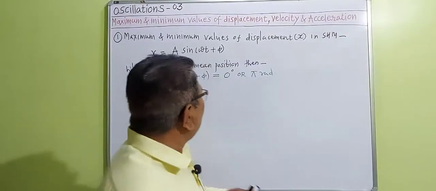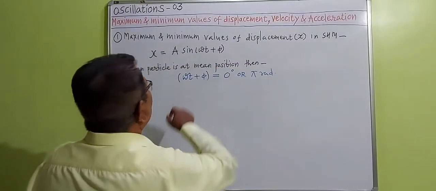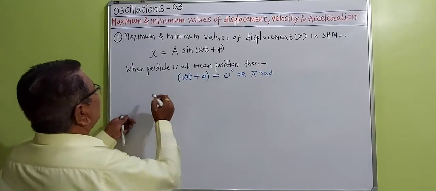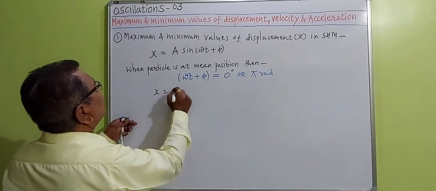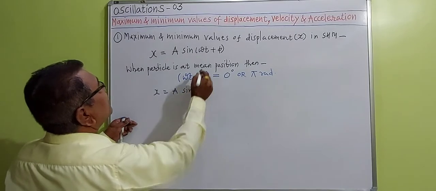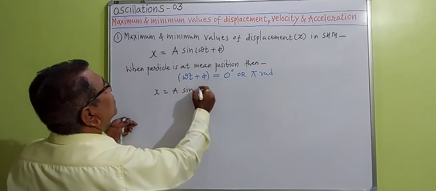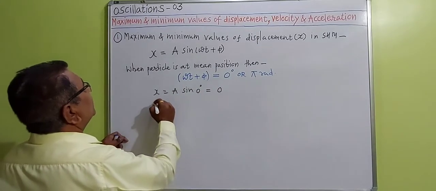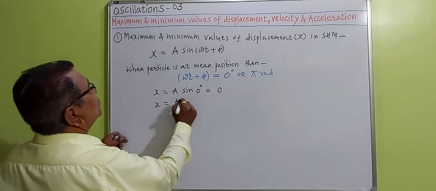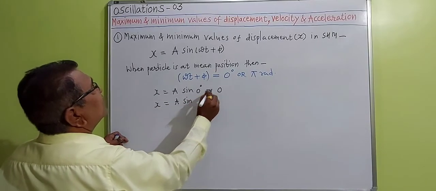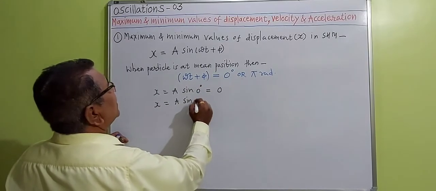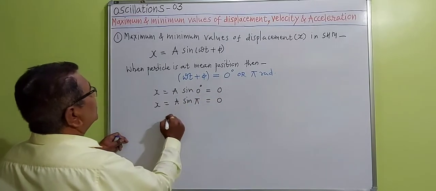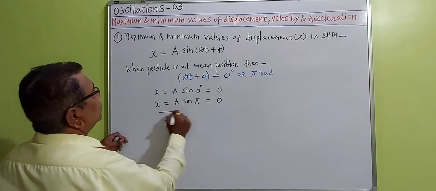So here, by putting omega t plus phi equal to 0, what will you get? x is equal to capital A sine of 0 degree. The value you get is 0. Then put x is equal to A sine of pi, since omega t plus phi is pi. Sine pi is again 0. The value is 0. That means x is equal to 0.